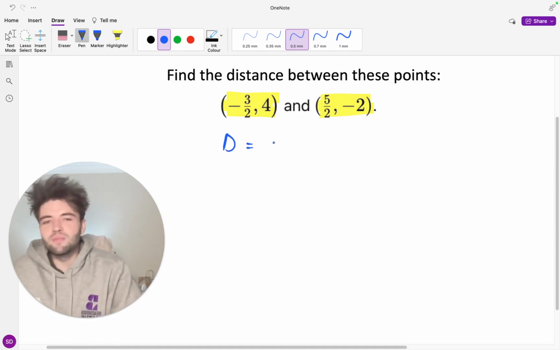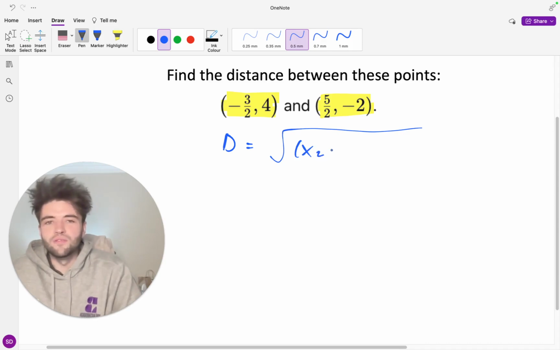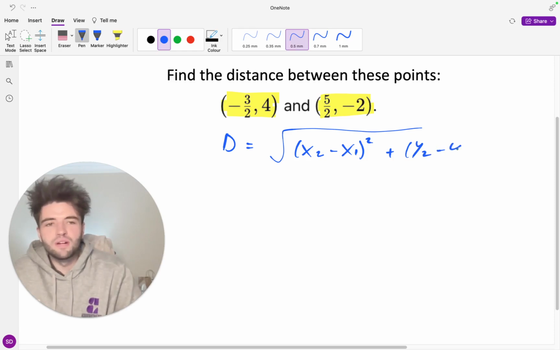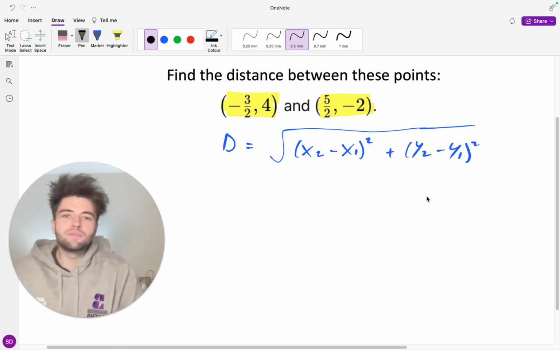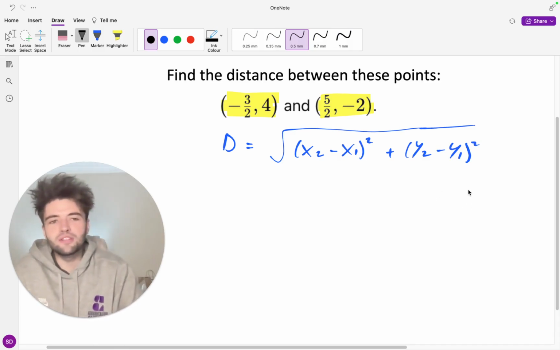And so d is going to be equal to the square root of (x2 minus x1) all squared plus (y2 minus y1) all squared. And so this is basically the formula. We'll just give you a quick explanation as to where it comes from. So if we just draw a pair of axes and we've got any 2 points, so let's say it was up here and over here somewhere.